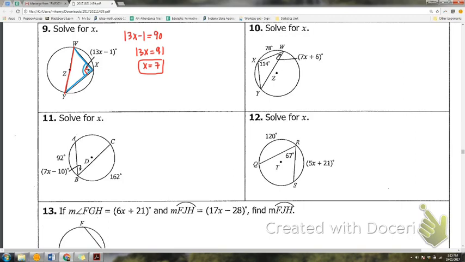Let's talk about number 10. It wants us to find x, which is this angle here, and that opens up to arc xy. The problem is, I don't know anything about arc xy. I know I have 78 over here. Can I figure out how much this is right here?